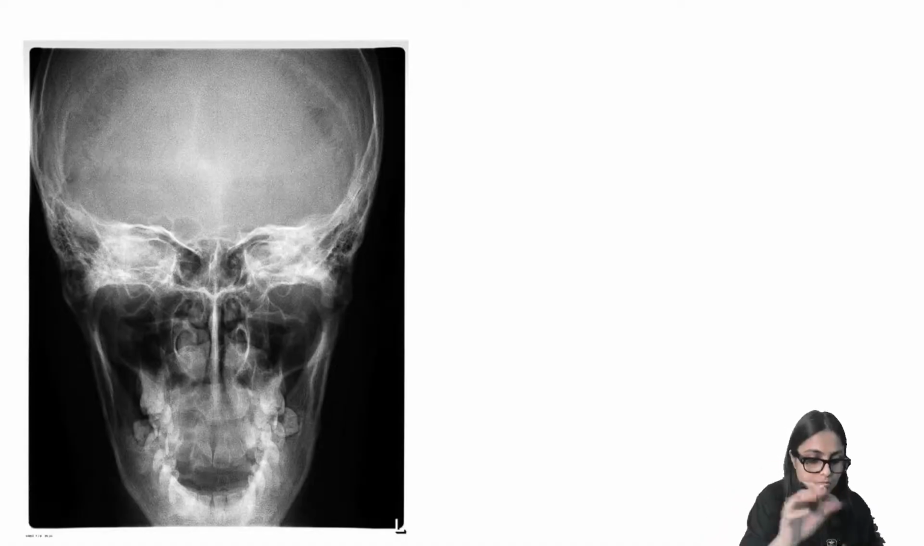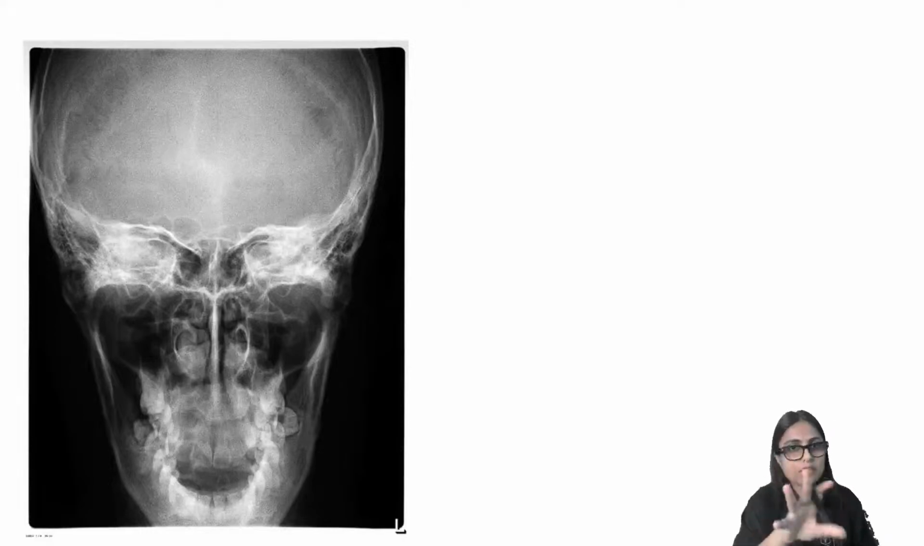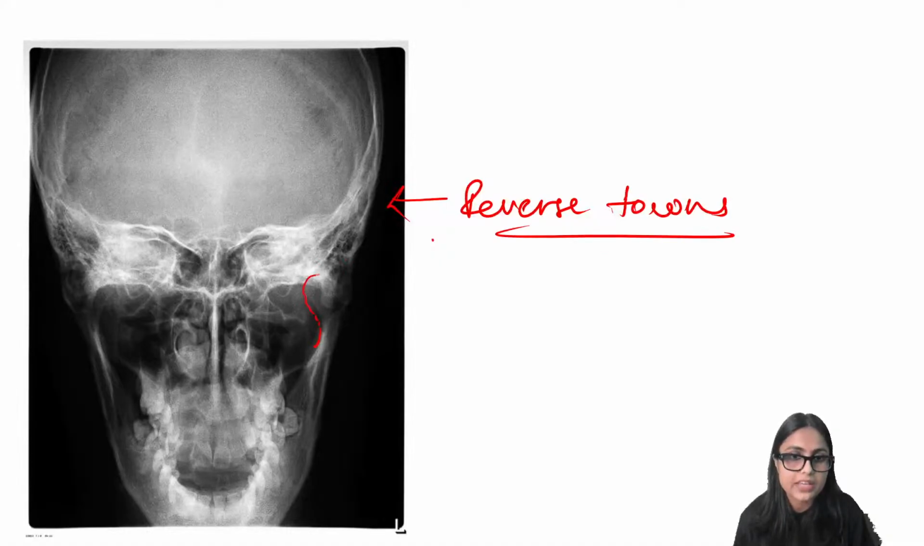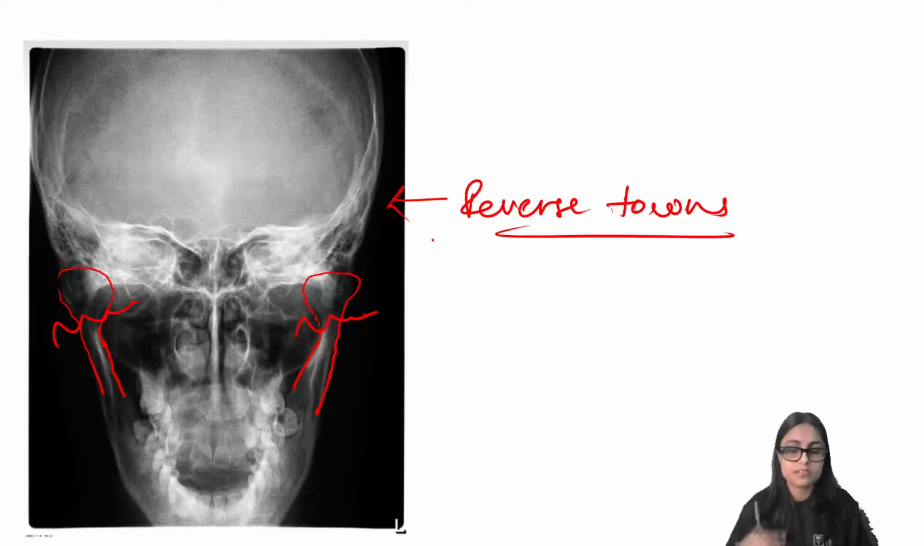so that sometimes they just give you this view, skull views, and they ask which structure is best viewed using this. Okay, so this is nothing but reverse Towns. Now in reverse Towns, can you see the condyle very clearly? This is a condyle, and you can see the high condylar neck fracture. High condylar neck fracture means here if there is a fracture, then you can easily view it using reverse Towns.